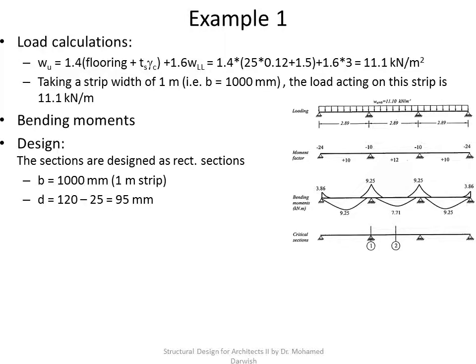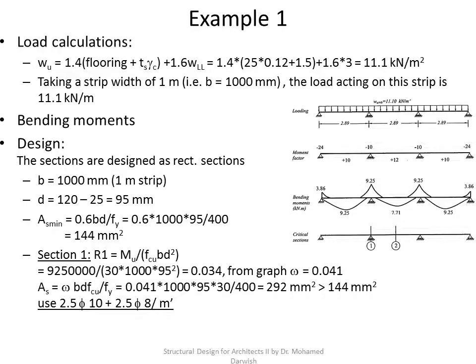So when you design something like this, because it's a rectangle section, the 1 meter strip has a width of 1000 millimeter. D is 120 minus 25. This is 95 millimeters. The AS minimum is 0.6 BD over FY. This is 0.6 times 1000 times 95 over 400. This is 144 millimeters square.